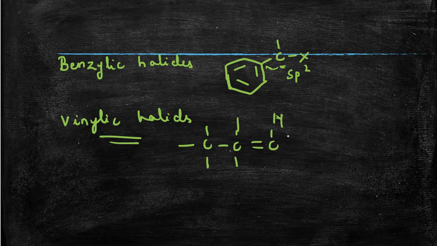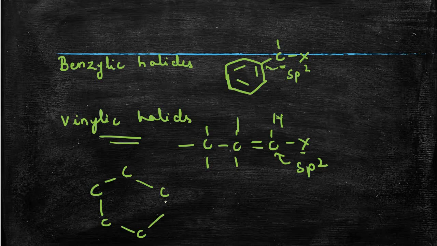Here the carbon which is attached to the halogen is sp2 hybridized. If we take an example, let us take this one, which is not benzene. This one is 1, 2, 3, 4, 5, 6, cyclohexene. Now here hydrogen atoms are there, CH2 here. Now if a halogen atom is attached to this one, these types of compounds are our vinylic halides.